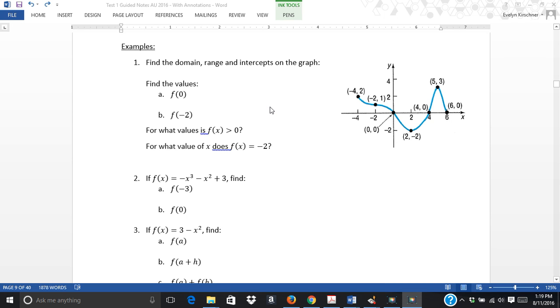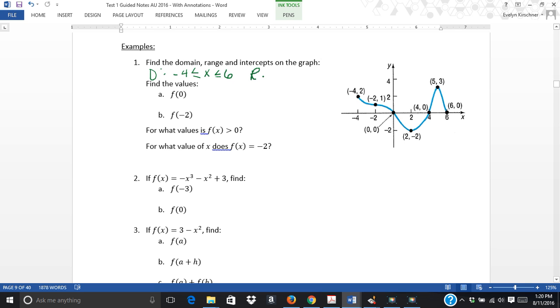Now we're going to do some examples to find out some information about the function. For the first example, I want to know for the graph, what are the domain, range, and intercepts? So let's see, the domain are the x values. The x values range from -4 to 6. So my domain is -4 is less than or equal to x is less than or equal to 6. And because it's a closed point, I know it equals those values.